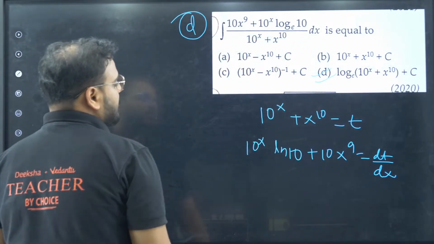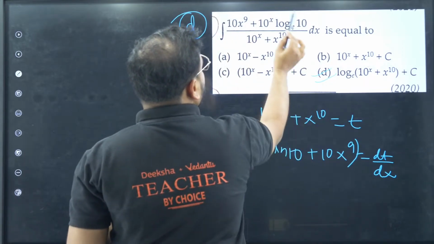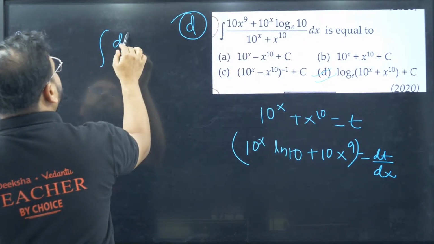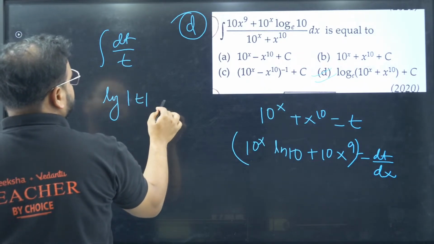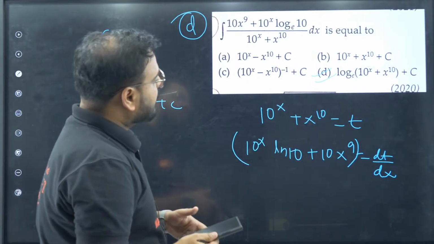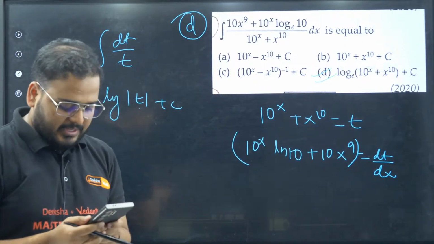So I get the answer as this will become simply multiplied with dx. This whole thing you check here will become simply dt. So we have dt upon t. Answer will be log of t plus c. What is t, sir? Here, please check: 10 power x plus x power 10. Option D is correct.